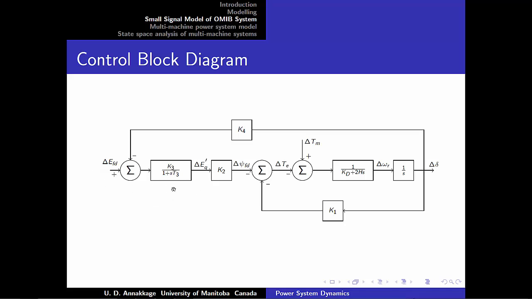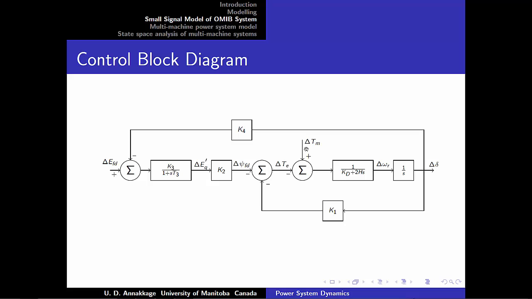The transfer function K3 over 1 plus sT3 represents the dynamics of the field winding, and the transfer function 1 over Kd plus 2Hs represents the dynamics of the rotor. The input to this transfer function is the change in acceleration torque, which is delta Te minus delta Tm. We are going to investigate the dynamic behavior of the machine using this control block diagram. We will pay attention to the delta Te component that gives rise to the change in acceleration of the rotor.